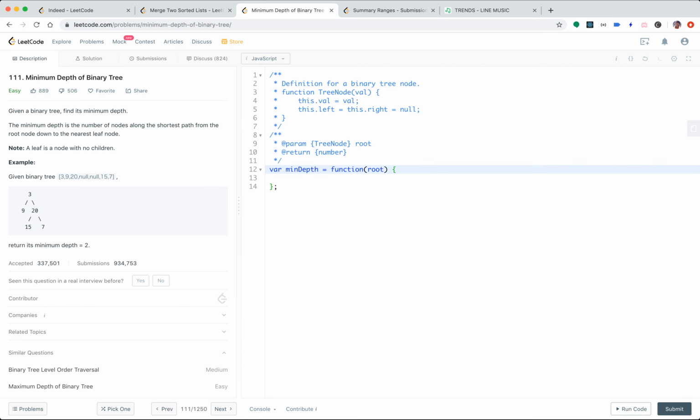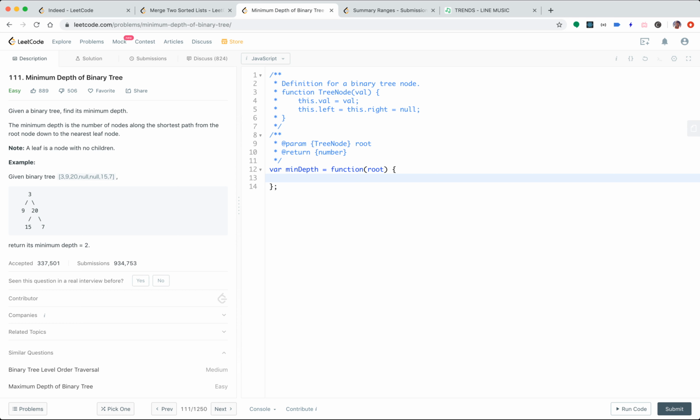Number of nodes along the shortest path from the root node down to the nearest leaf node. What does it mean? So we have to find the value. So this value is the shortest, right? So this is 2, I think so. So, let's do it.